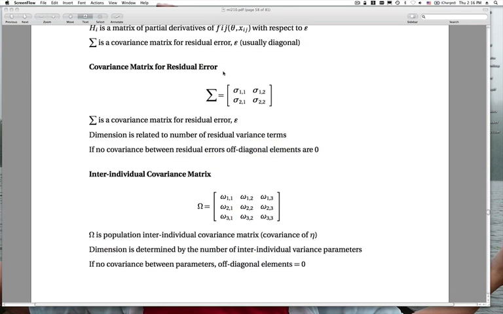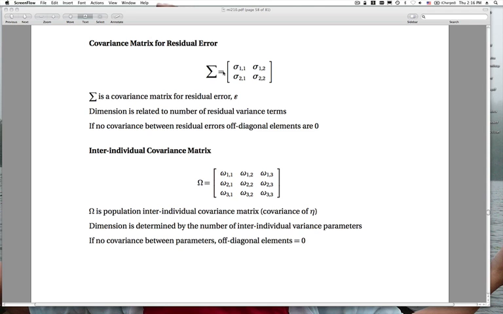Okay, let's take a minute to talk about the pieces that make up that individual covariance matrix. One of them is sigma, the covariance matrix for the residual error. And so sigma is a matrix, and for all these matrices, we're going to view them in the same way, in that the diagonal terms here, sigma 1,1, sigma 2,2, these are variances, and the off-diagonal terms are covariances. So sigma 1,1 is the variance of residual error epsilon 1. Sigma 2,2 is the variance of the residual error epsilon 2.